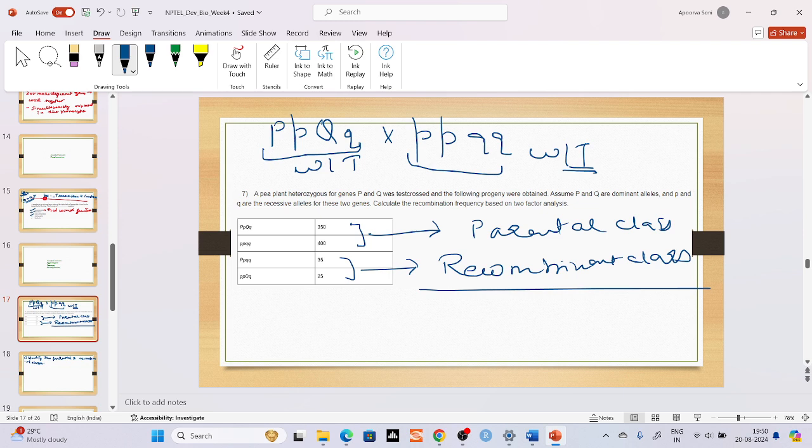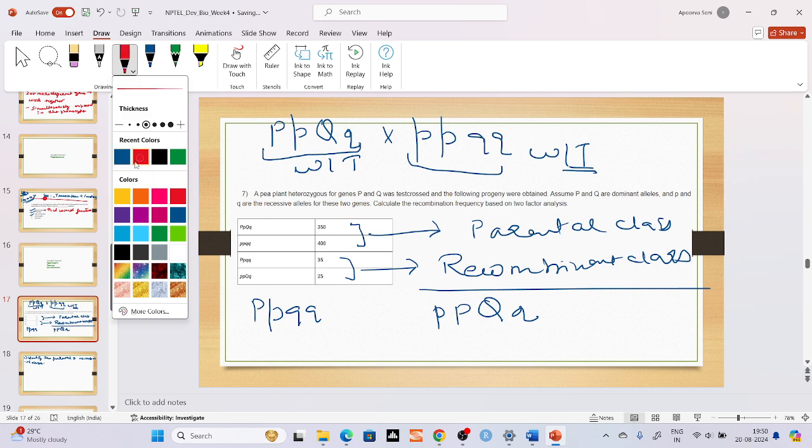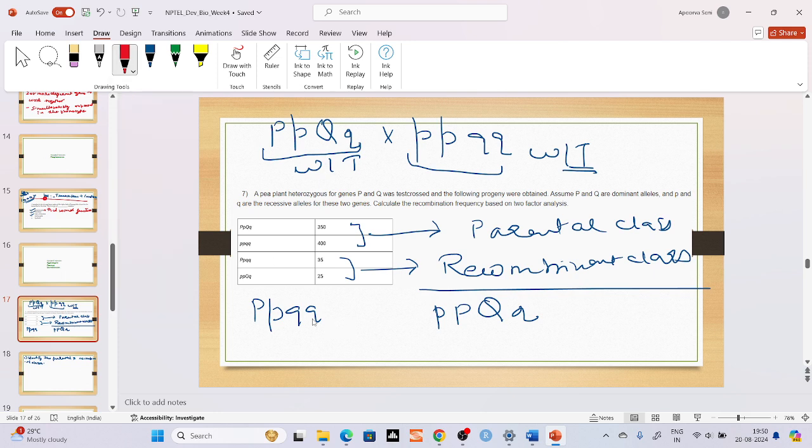Okay. Now you see, these are the two recombination classes which are given: P, P, Q, Q and P, P, Q, Q. In this question there is no need of comparison, but just for your understanding, can you compare the recombination classes with the wild type, and can you tell that the crossover has happened between the P gene or the Q gene? Can anybody tell me?